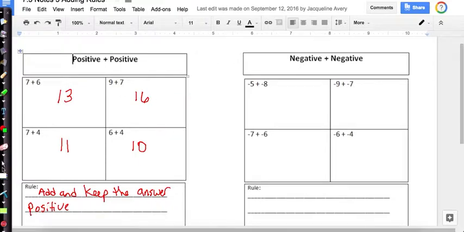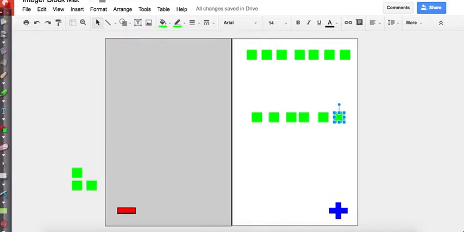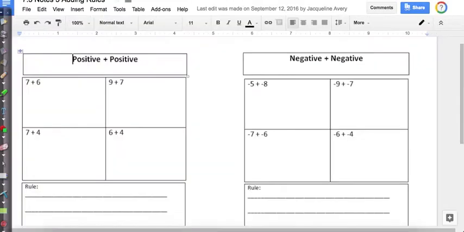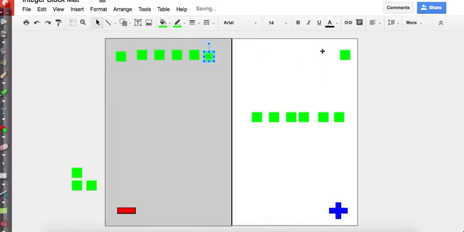Okay, now we're going to look at what happens when we have a negative plus a negative. So you might already be thinking what might happen, but let's explore on the integer mat once again. So we're going to add negative 5 plus negative 8. So I already have 7 positives here, so I'm just going to move them to the negative side. 6, 7, and 8. And we're going to add 5 negatives to that.